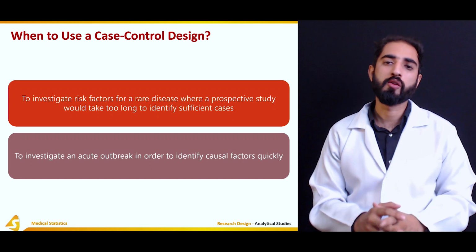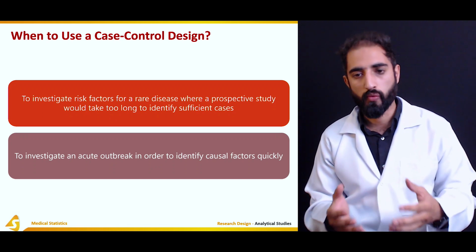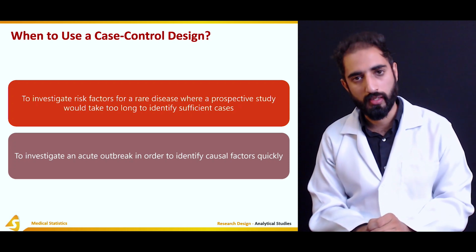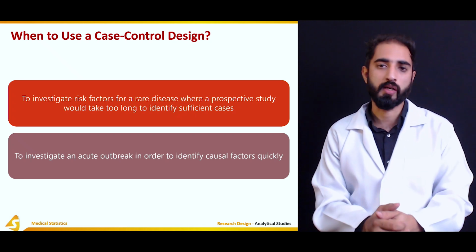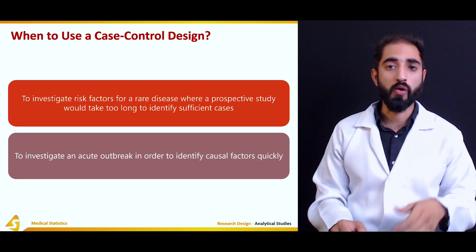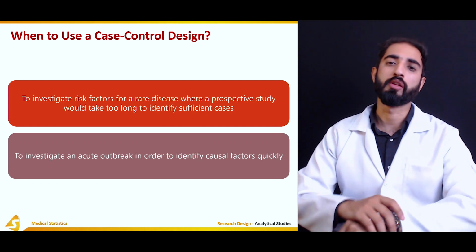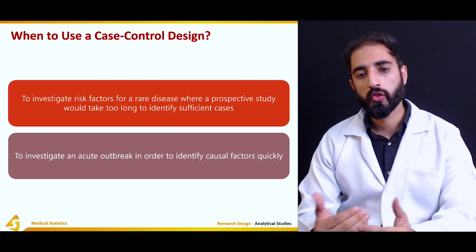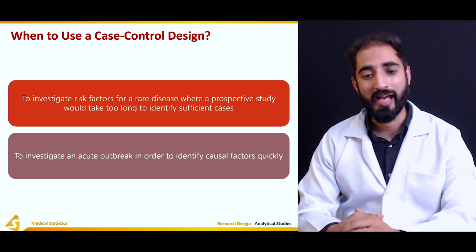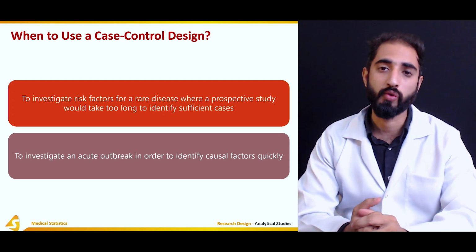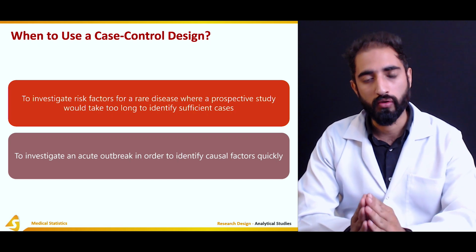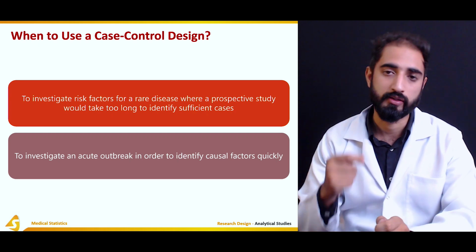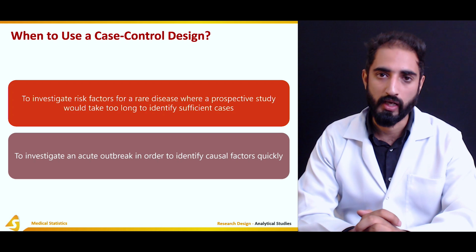When to use a case control design? To investigate risk factors for a rare disease where a prospective study design would take too long to identify sufficient cases, because a prospective cohort study takes a long time, as you need to wait for the participants to develop that condition, symptom or disease. Another use of case control design is to investigate an acute outbreak in order to identify causal factors quickly, because you do not have the time to carry out a prospective study. You have to find out the causal factors or risk factors as soon as possible, so you can use a case control design for that.